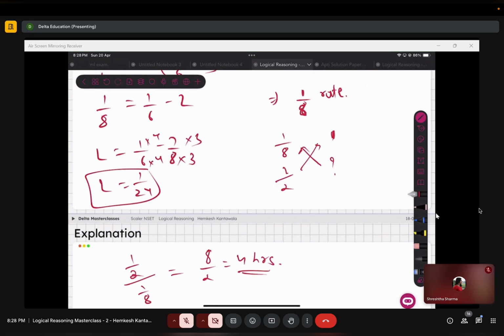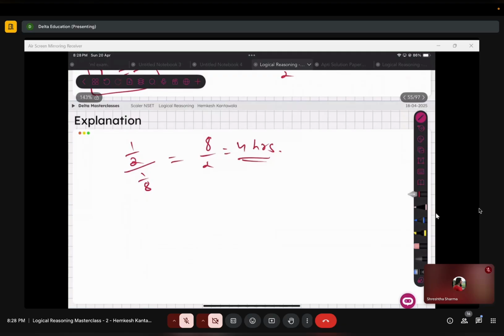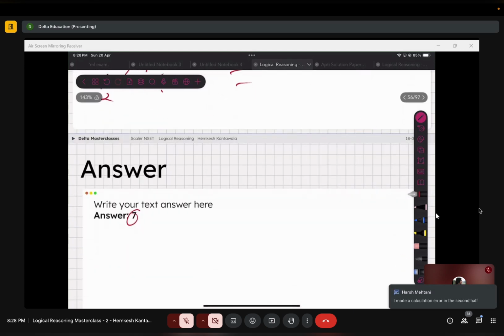Now, how much time would it take to fill the next half, but without leakage? It is said that without leakage, the rate is 1 by 6, which means that 1/6 of the tank gets filled in 1 hour without leakage. Correct. Now, how much of the tank do we need to fill? We need to fill half of the tank. So, again, by the unitary method, we could easily find that this is 3 hours, 6, 2, 3, correct. Now, what do we need to find? Finally, we needed to find the total time taken, which would obviously be 4 plus 3, which is 7, and hence 7 is the correct answer to this question.